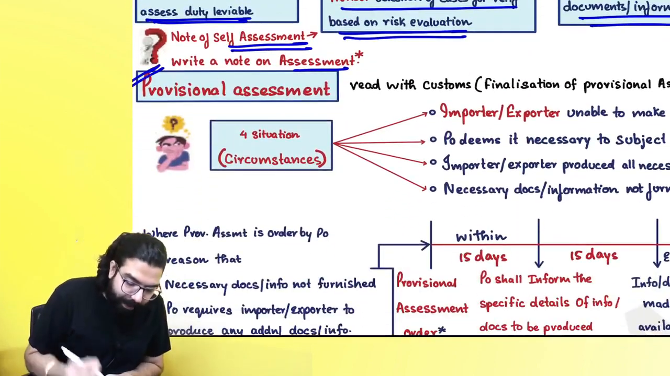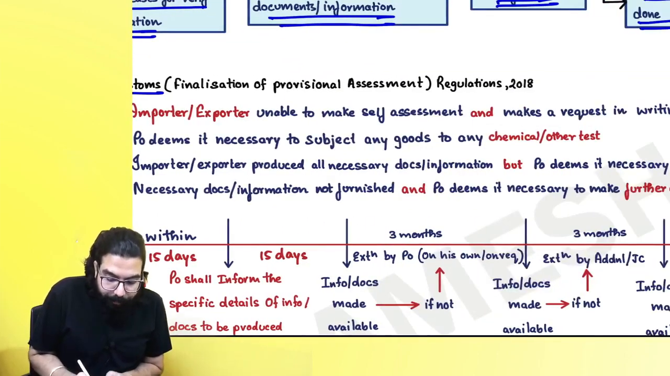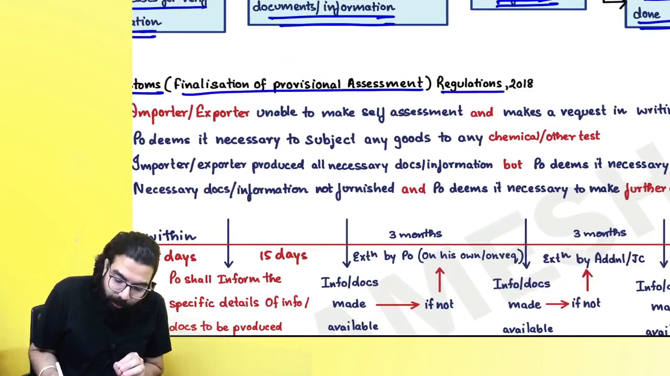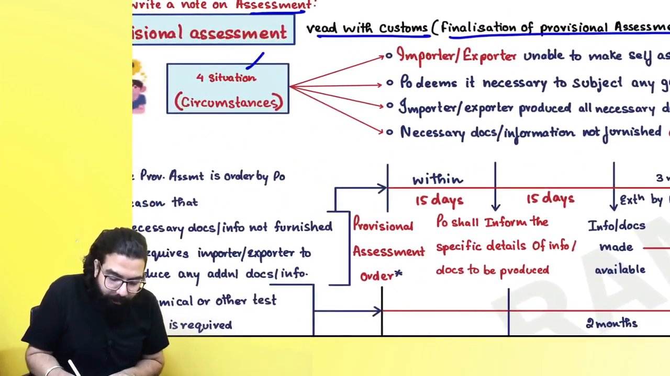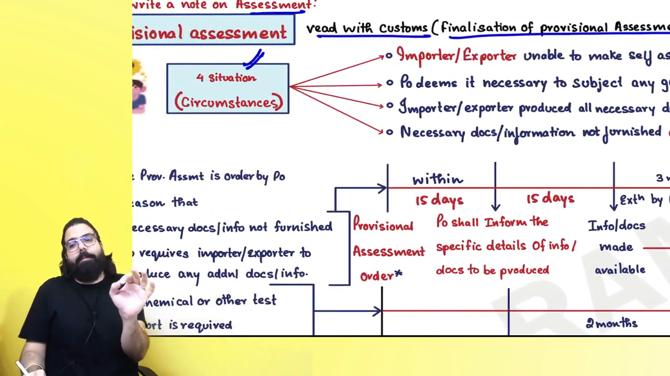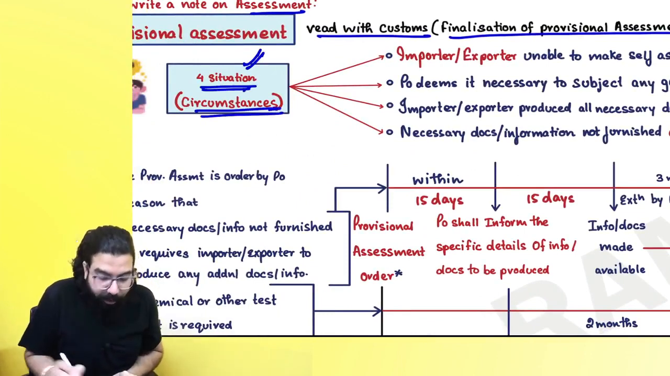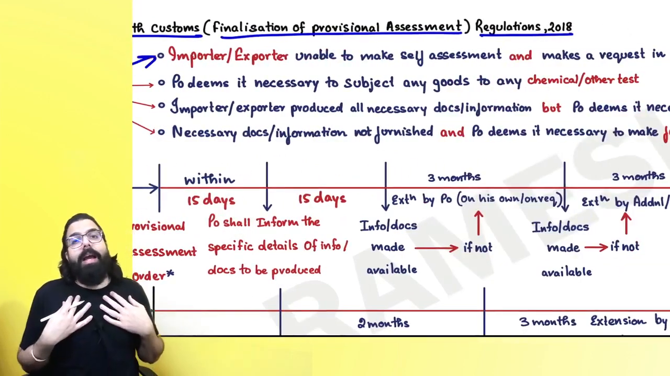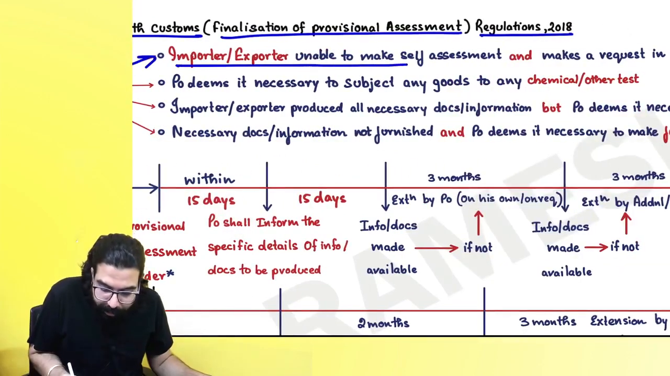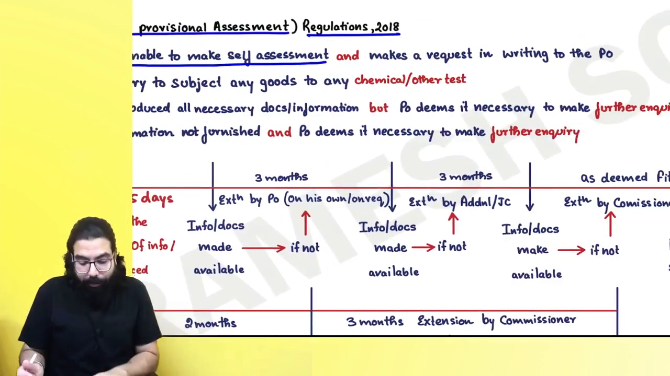Sir, then the next one is provisional assessment. Provisional assessment read with the Customs Finalization of Provisional Assessment Regulations 2018. It says over here, what are the four situations when provisional assessment can be done? Remember one thing, everyone, four circumstances or situations when provisional assessment can be done. Number one, the importer or exporter is unable to make a self-assessment. I will tell, sir, I am unable to make self-assessment, can you please do it?